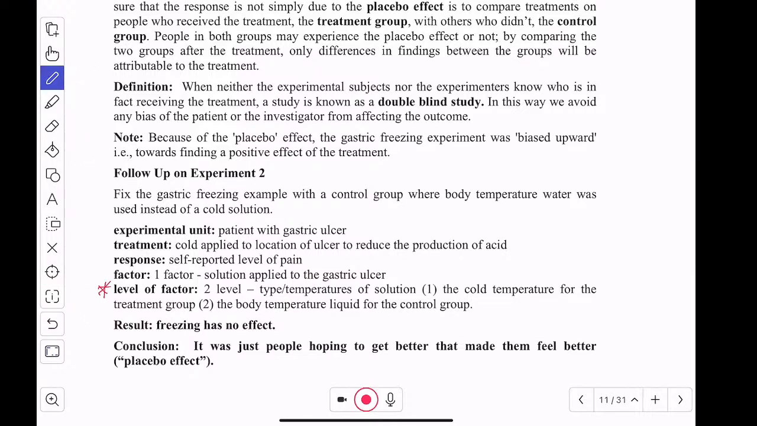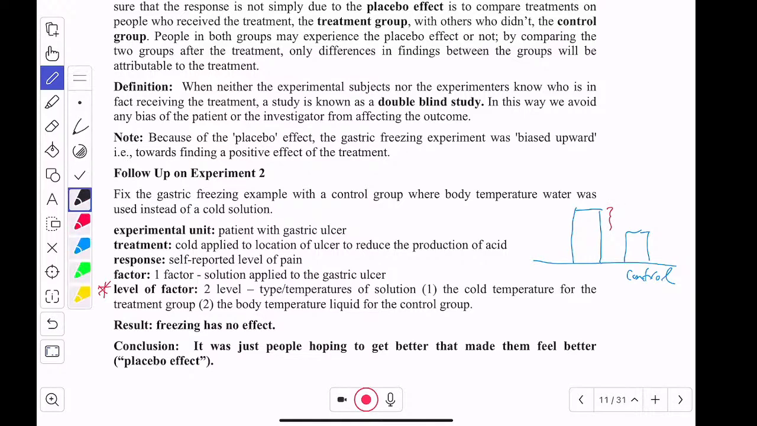the general feeling, the improvement that patients reported for the control group was not superseded by the treatment group. It would have to be superseded by the treatment group, but to have no effect, it would be like this.